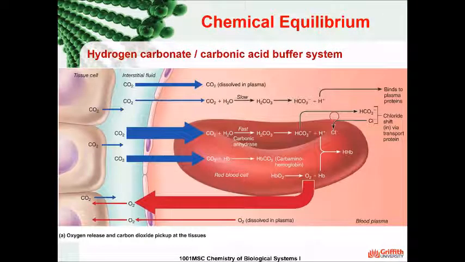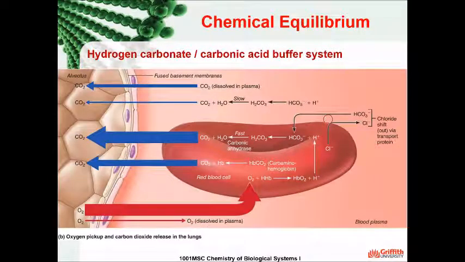This diagram shows how the cells give CO2 to the red blood cells and then receive oxygen instead. This diagram shows how the red blood cells give carbon dioxide to the lung cells and then get oxygen instead.